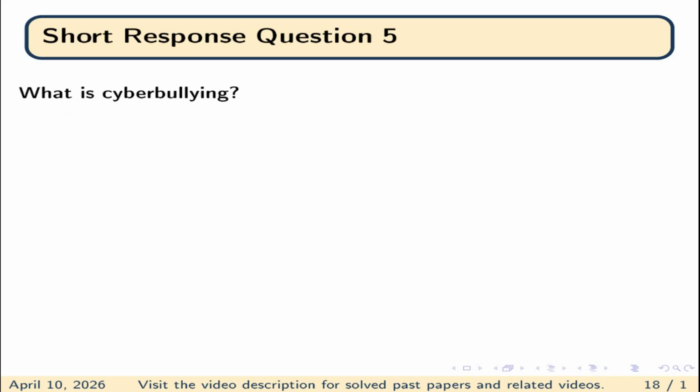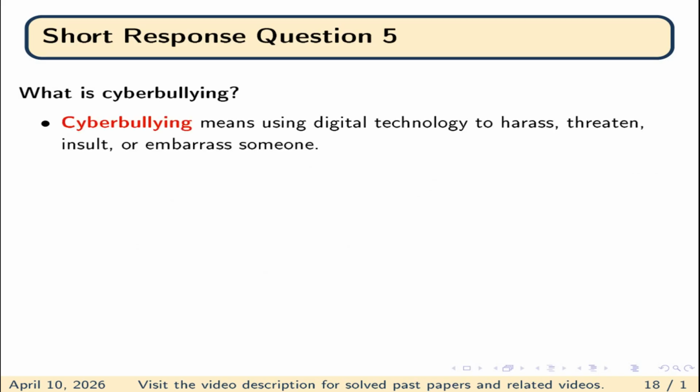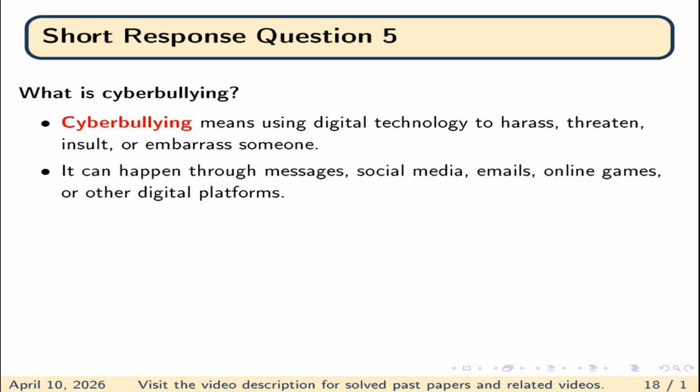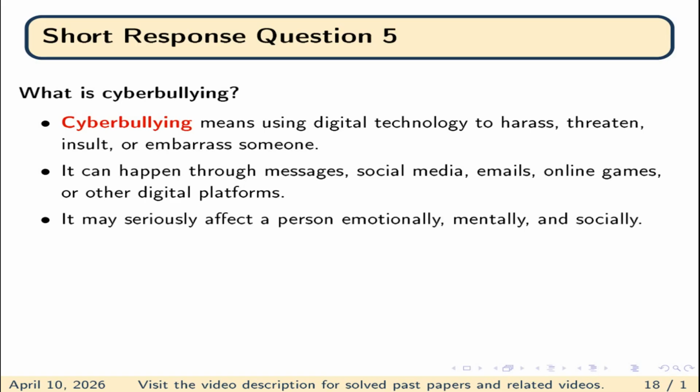What is cyberbullying? Cyberbullying means using digital technology to harass, threaten, insult, or embarrass someone. It can happen through messages, social media, emails, online games, or other digital platforms. It may seriously affect a person emotionally, mentally, and socially. It is a harmful and unethical use of technology.